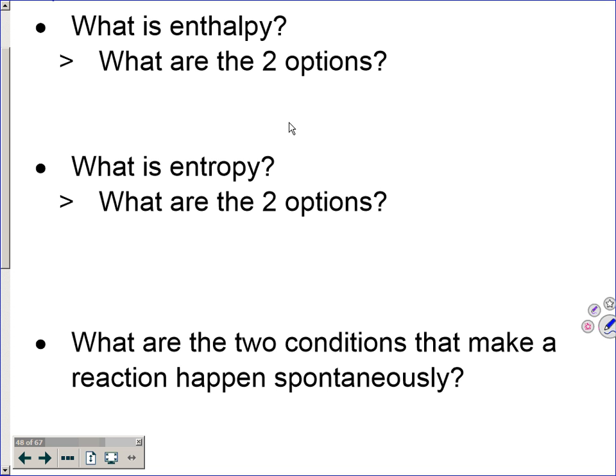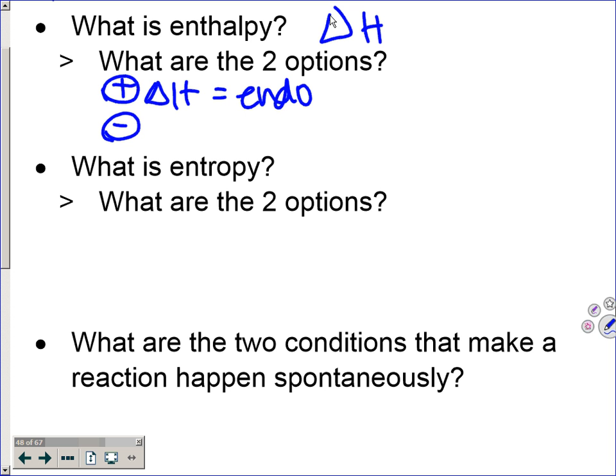What is the symbol for enthalpy? Delta H, right? Loud and proud. If we have delta H, we have two varieties: delta H is positive or it's negative. What does the positive version of delta H mean? The whole process is endothermic, which means that energy is taken into the reaction. So endo, into the reaction.